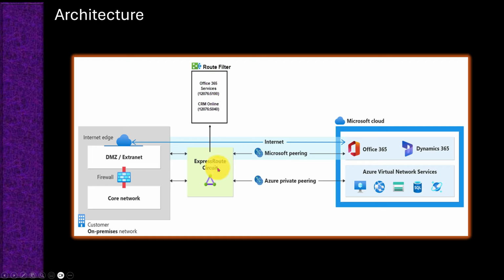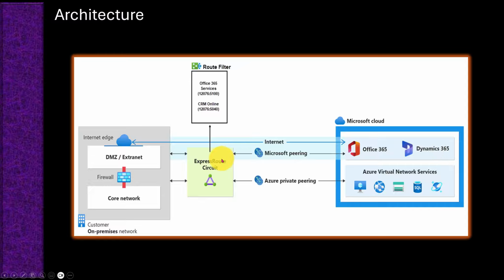See, when we build the express route circuit and we do the Microsoft peering to the Microsoft SaaS services like Office 365 or Dynamics 365, by default, all the routes are propagated. That means BGP can talk to all the services. But when you have an express route circuit and your on-premise network, you may not want to advertise all the BGP routes. You don't want to communicate with all the services in the Microsoft cloud.